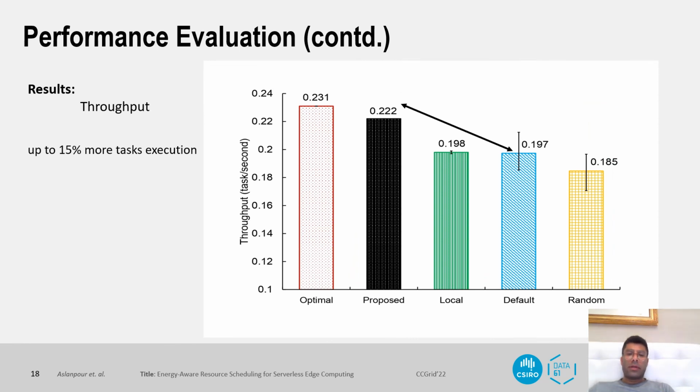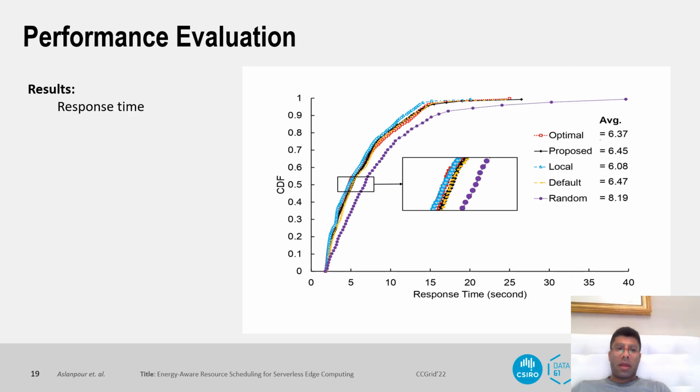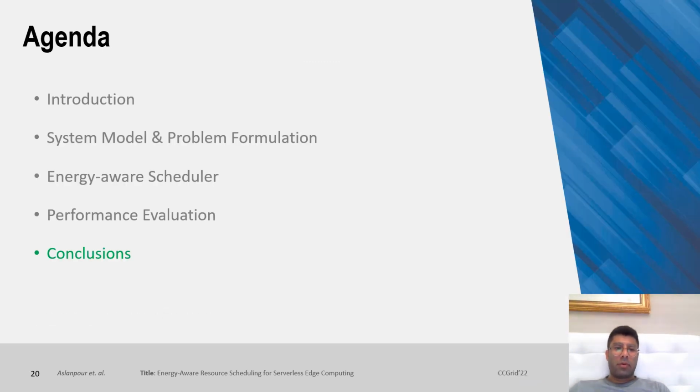The next series of results is for throughput, where our algorithm could improve throughput by 15% compared to the default scheduler. Response time is where we are looking at a trade-off, but you can see that our algorithms are giving very comparable results to the default scheduler. We have more experiments in the paper.